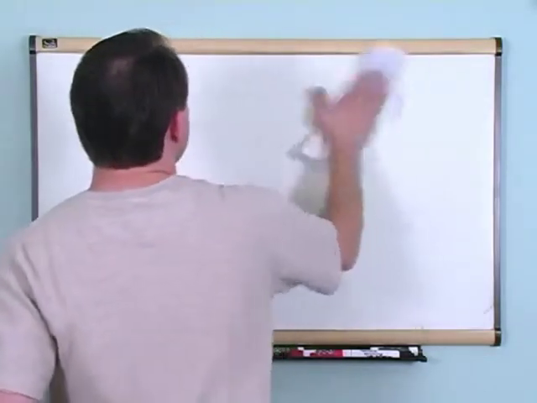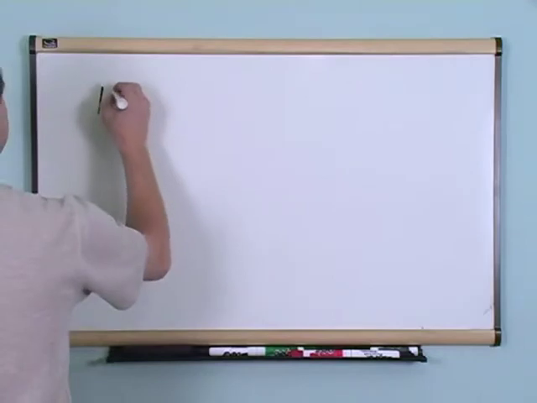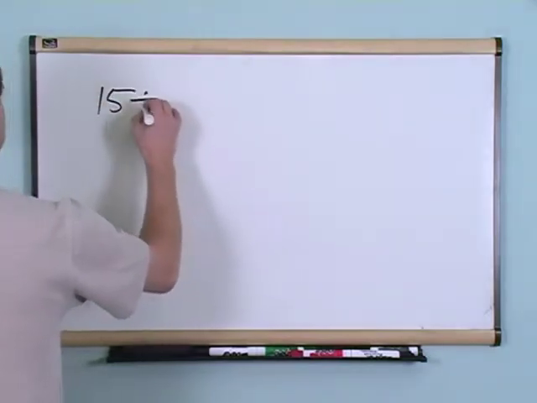Now we're going to work up in difficulty into the problems here. And I think you'll find it quite easy as we go along. 15 divided by 3.